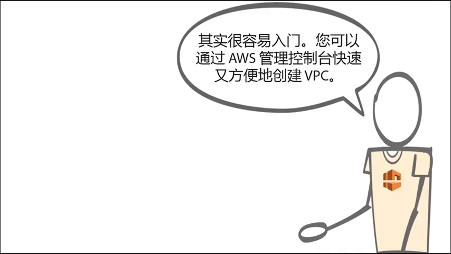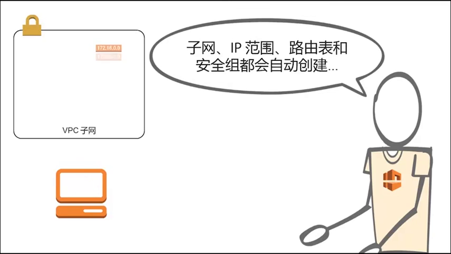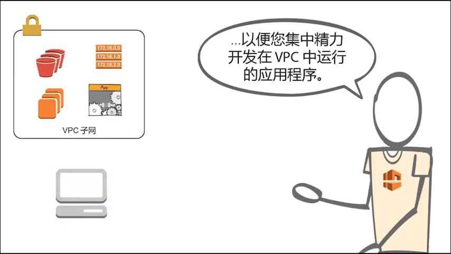It is actually very simple to get started. You can create a VPC quickly and easily using the AWS Management Console. You can select one of the common network setups that best match your needs using the VPC wizard. Subnets, IP ranges, route tables, and security groups are automatically created for you, so you can concentrate on creating the applications to run in your VPC.